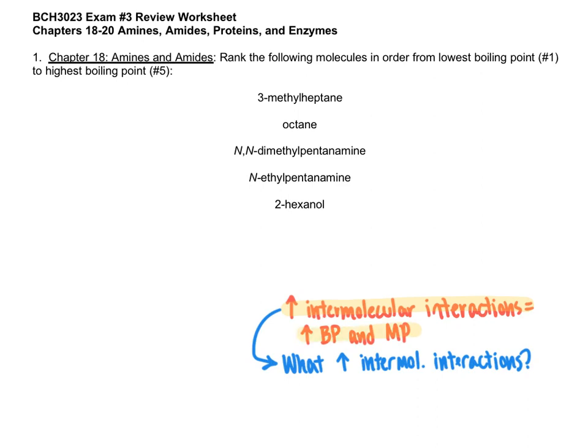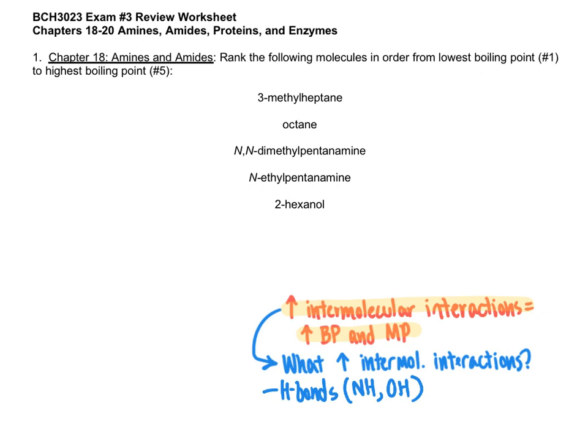So thinking about intermolecular interactions, knowing that those are what are going to drive the boiling points and melting points of substances, we next need to look at what's going to increase intermolecular interactions, because we have to think about that in order to answer this question properly. A list of things that will influence intermolecular interactions are going to be hydrogen bonding. If we have molecules that have NH or OH groups, those are going to be particularly capable of strong intermolecular interactions through that hydrogen bonding.